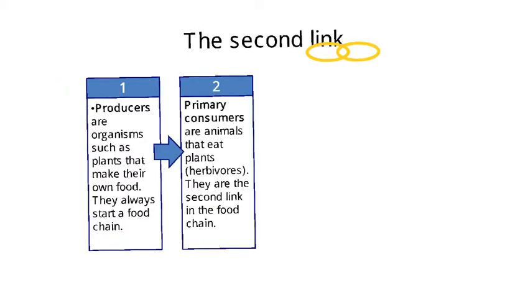The rest of the organisms in a food chain are consumers. Consumers eat other organisms because they cannot make their own food. The second trophic level is the primary consumer. Primary consumers are animals that eat plants. Another name for these animals is herbivores.